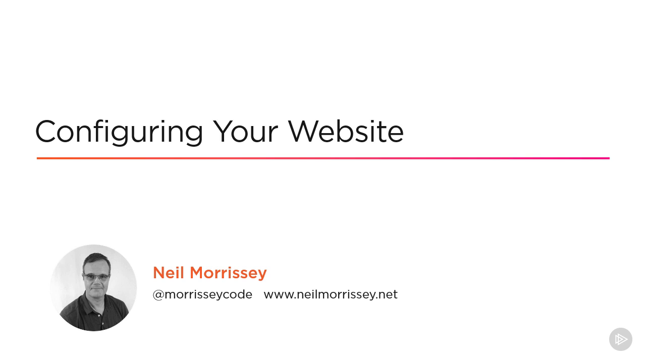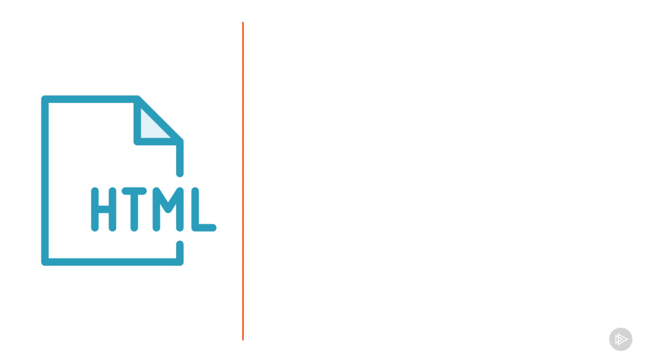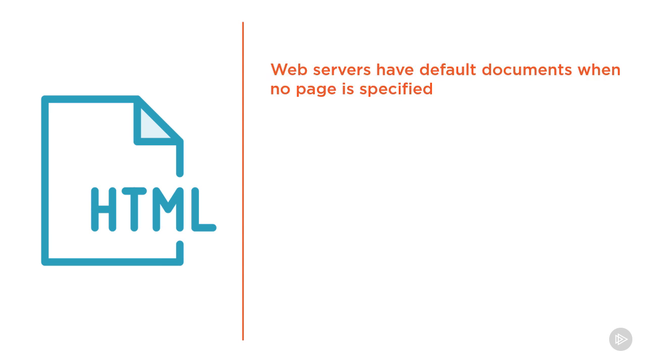This module is about configuring your website. More specifically, it's about some of the configurations you can do to your web server and some external configurations to use a custom domain. When you visit a website, you often do so by entering the domain name of the website without specifying any particular page. That brings you to the root of the website, which is a particular page.